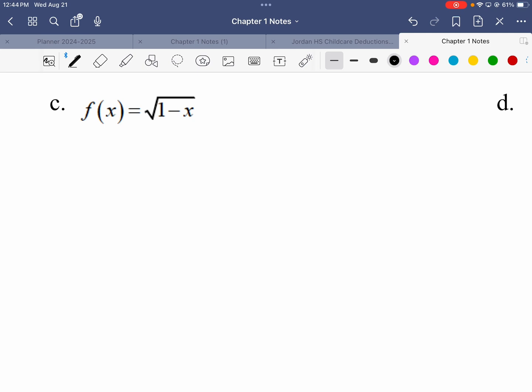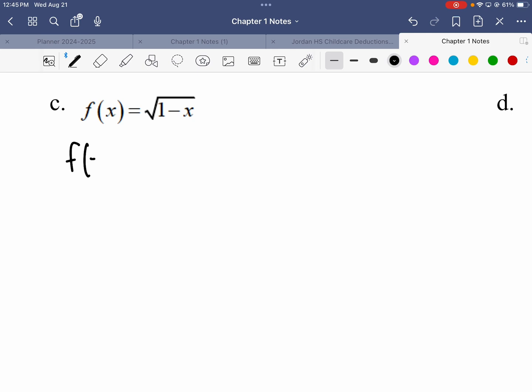Is this one even, odd, or neither? This is why I say the power doesn't always work perfectly. Because this one's x to the 1/2. Is 1/2 even or odd? It doesn't apply. It doesn't apply to fractions, right? Okay, so what can we do instead?